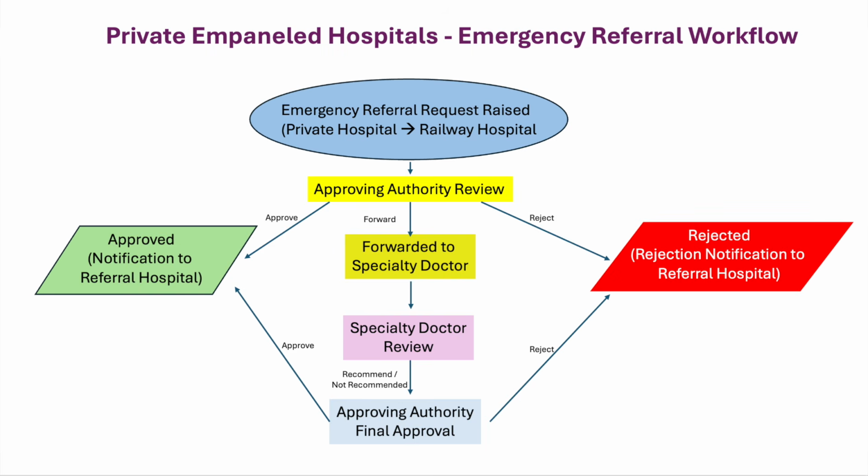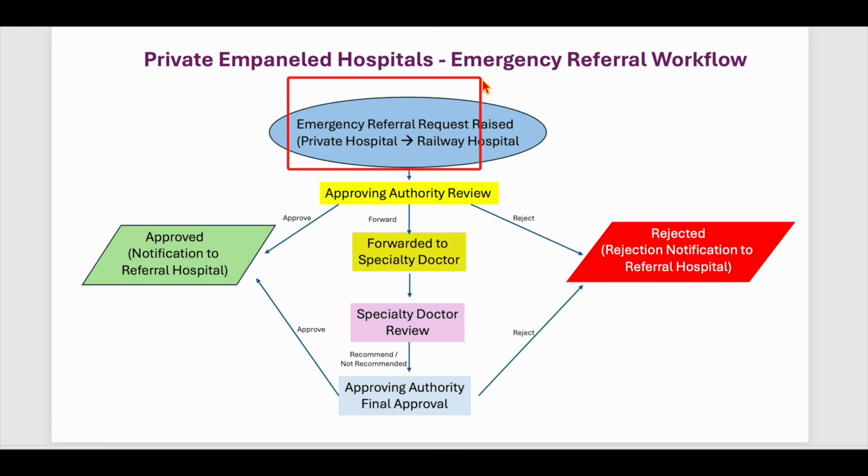An emergency referral request is raised from a private hospital to a railway hospital. Once the request is received at the railway hospital, the approving authority reviews it. The approving authority has both options: they can approve or reject. If it is rejected, a reject notification will be sent back to the referral hospital. If the approving authority thinks approval should be given, then they will approve directly.